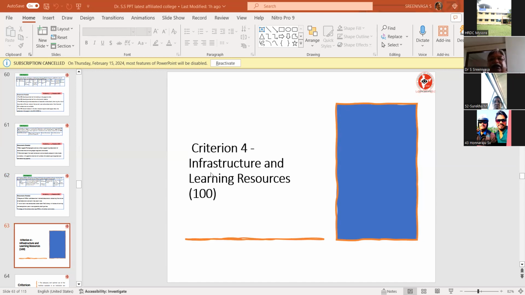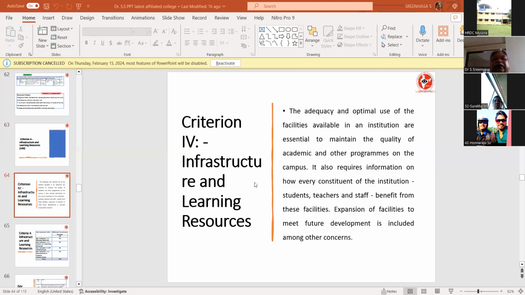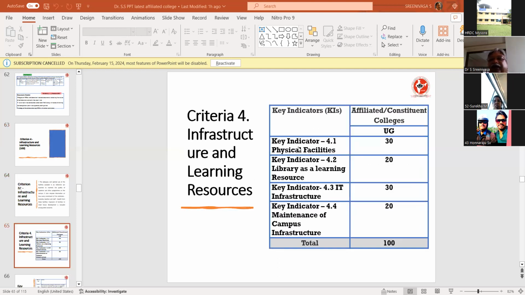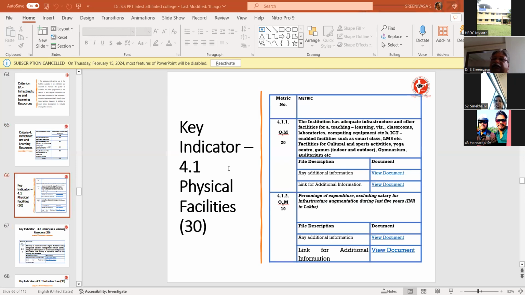Now we'll move on to criterion 4, that is infrastructure and learning resources. These are entirely related to the management side. Here, what are the physical facilities available in the institution? Library as a learning resource, IT infrastructure, and the fourth one is maintenance of campus infrastructure. For this, the total weightage is 100, that is 400 marks for infrastructure and learning resources.